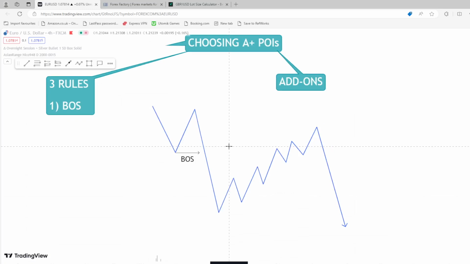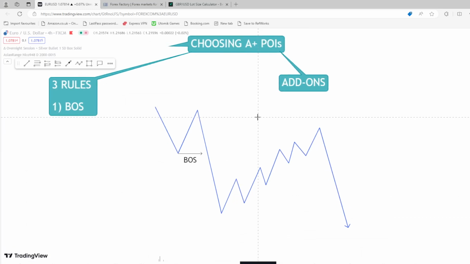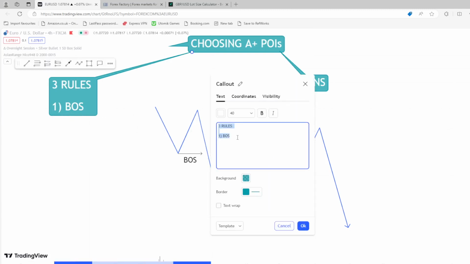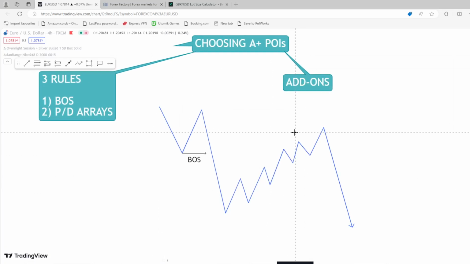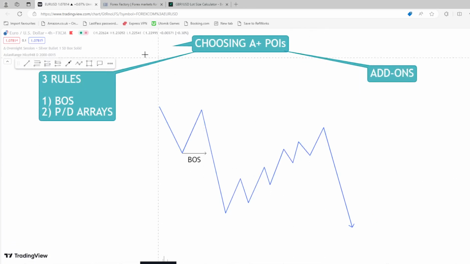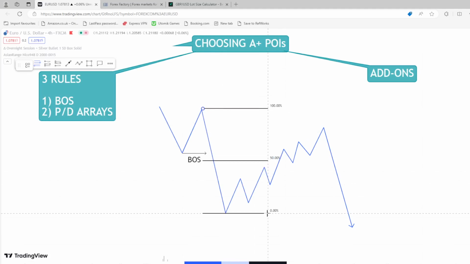The second thing we want to be looking for is correct pricing. So we want to be looking at our PD arrays. If we're selling, we need to be selling in the premium, above the 50% level. So our PD arrays are very important to look at. So how do we mark out our PD arrays? Simply put, a PD array will be taken from the most recent swing high down to the swing low. This here is how you determine your PD arrays.